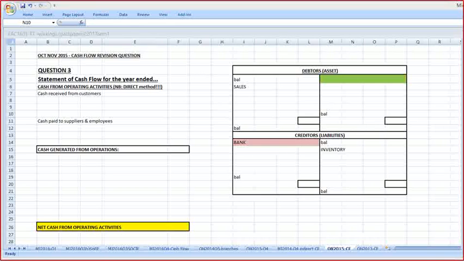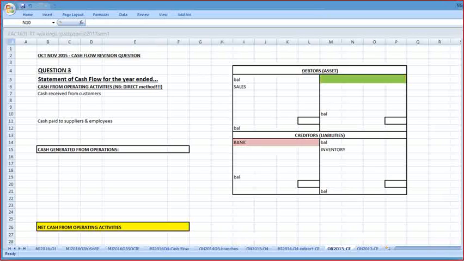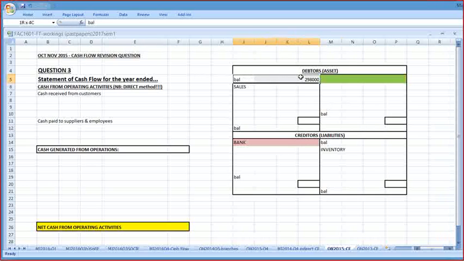Alright, so let's check what you've done. Okay, in debtors, what was the balance? Well, on the balance it was 298,000. Great, yeah. That came straight out of the question. Okay, notice you need to put in opening and closing balances here if you want to balance off the accounts. Yes, we did that. Okay, what was your sales figure?